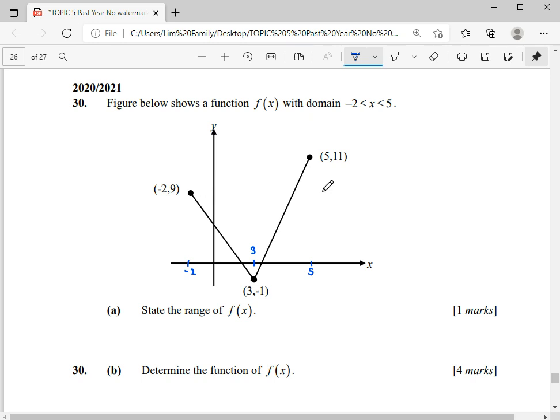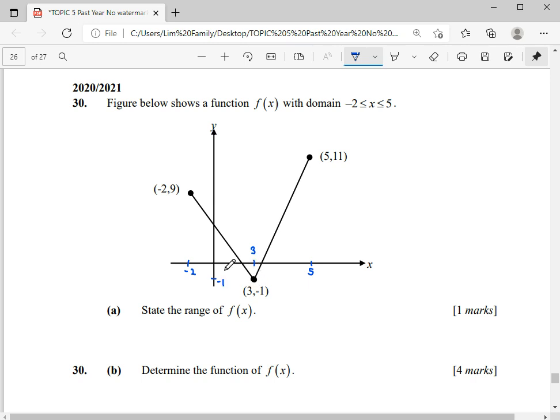So based on the graph, the first question asks us to state the range of the function. Range means we are going to refer to our y value, our y coordinate, from the minimum to the maximum. So we can see our graph here. Our minimum value is -1. Y is minimum at -1.